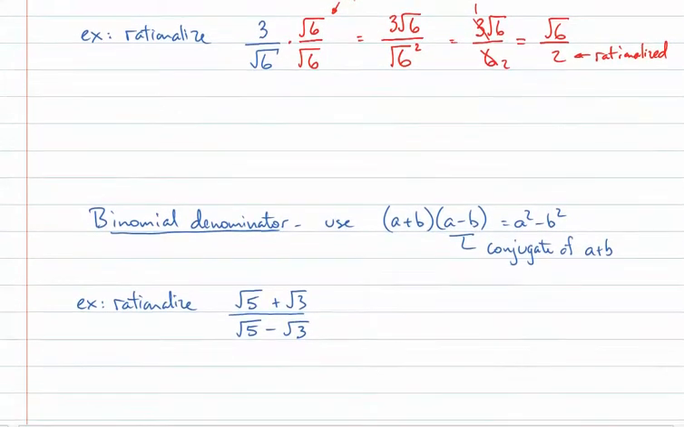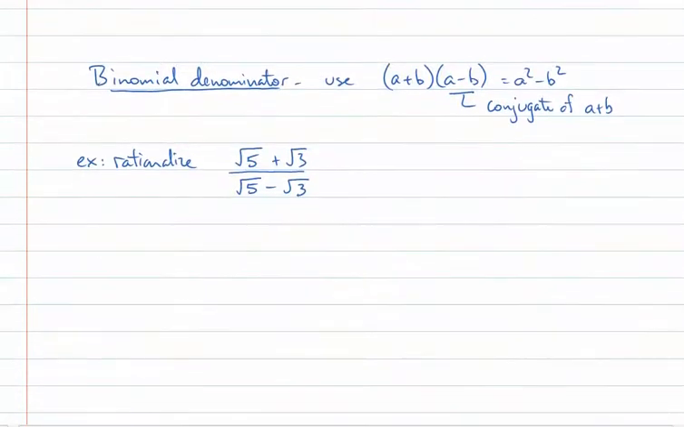The more difficult ones are when your denominator is a binomial. Now we're going to take advantage of this pattern. When we have a sum and a difference of binomials, we get a difference of squares. This second binomial is called a conjugate, by the way. Okay? It's an important term to remember. Okay, here's a binomial denominator with radicals, so it's irrational. The conjugate of this has a plus sign.